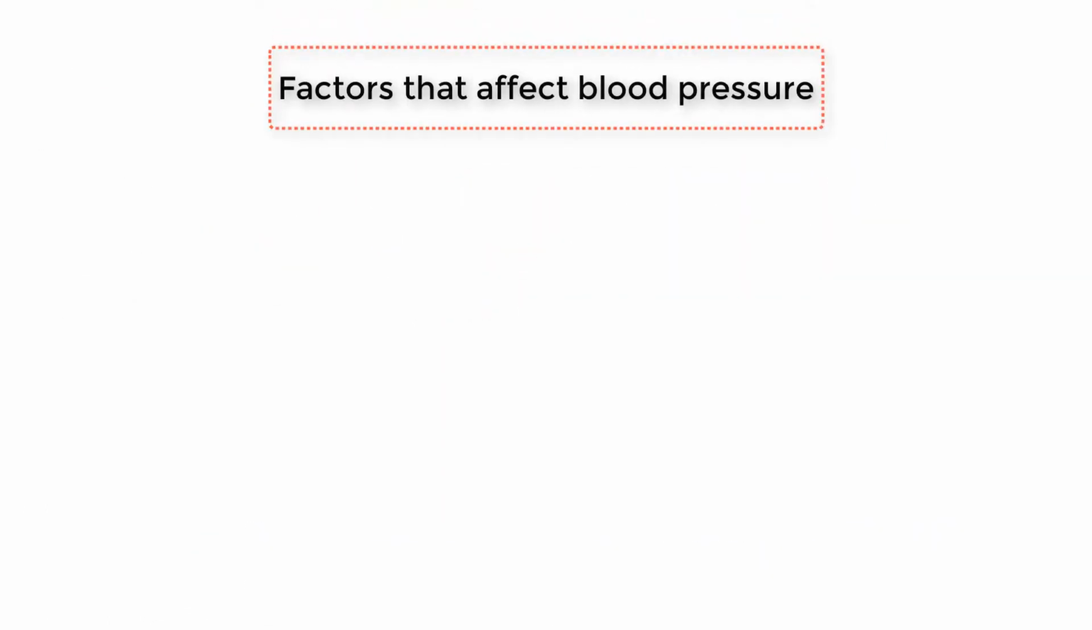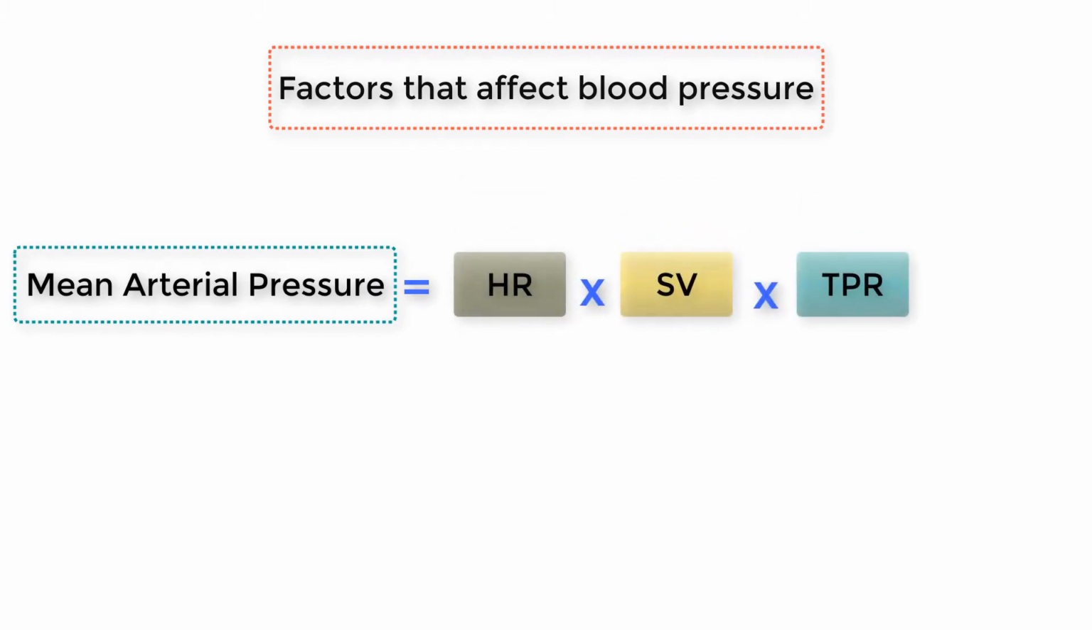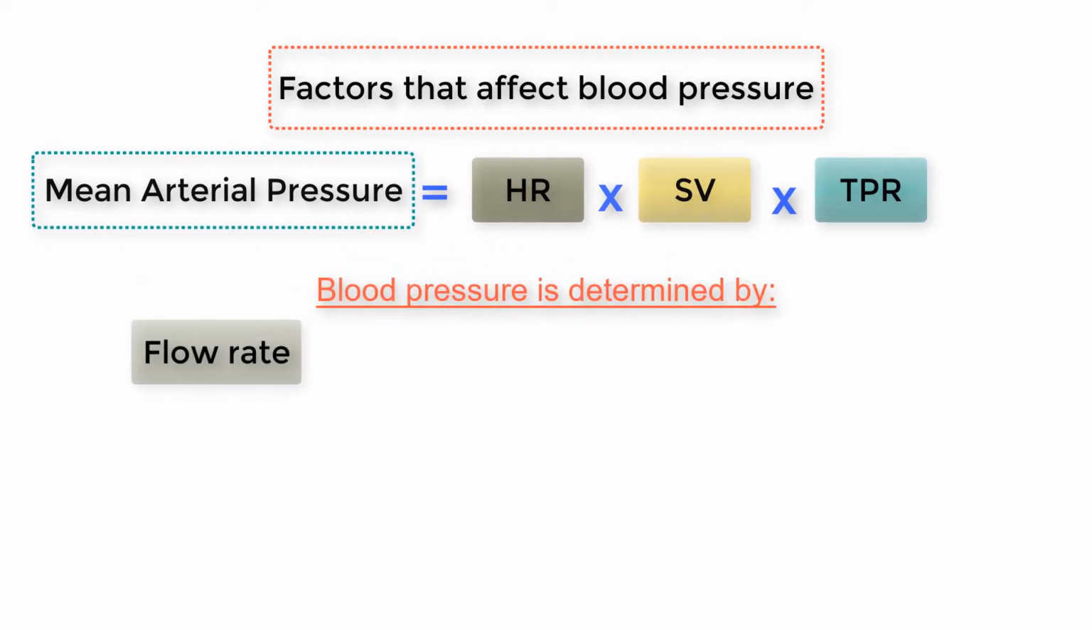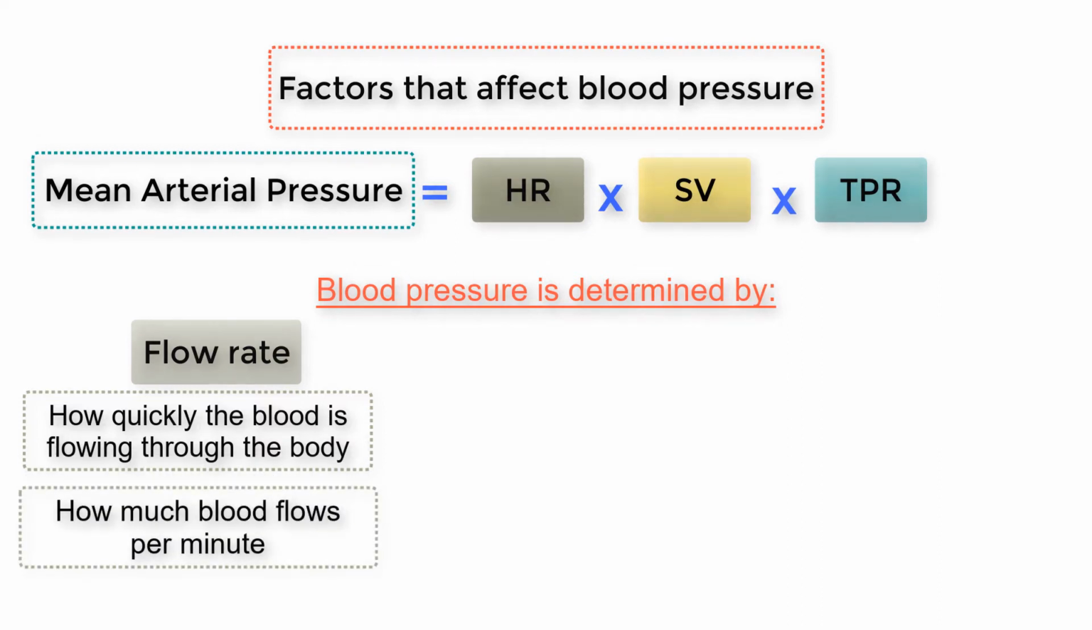Let us review the factors that affect blood pressure. Mean arterial pressure, or blood pressure, can be affected by the variables in the following formula. Blood pressure, or mean arterial pressure, equals heart rate times stroke volume times total peripheral resistance. Blood pressure is determined by the flow rate, meaning how quickly the blood is flowing through the body, or how much blood flows per minute.